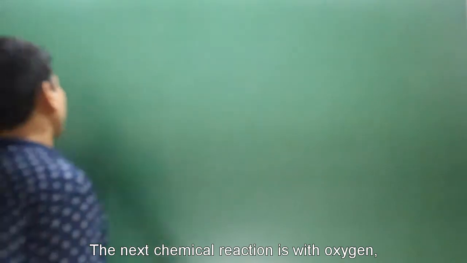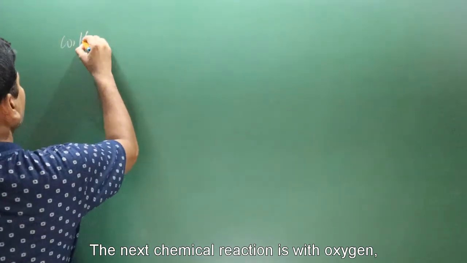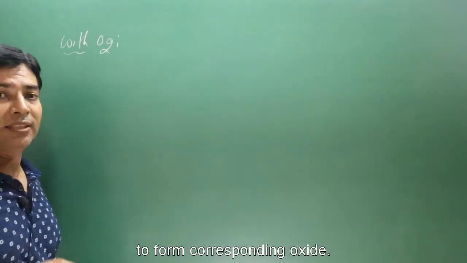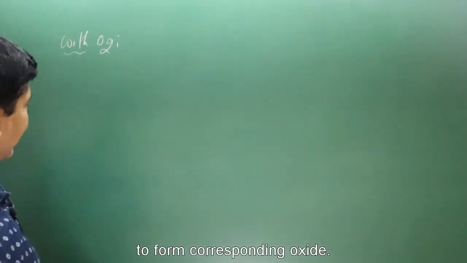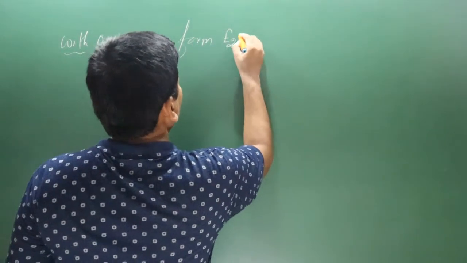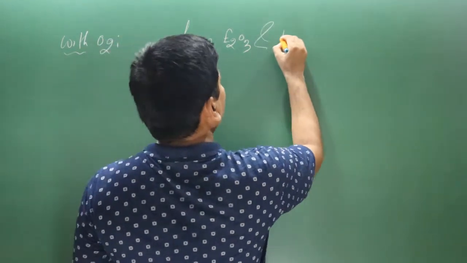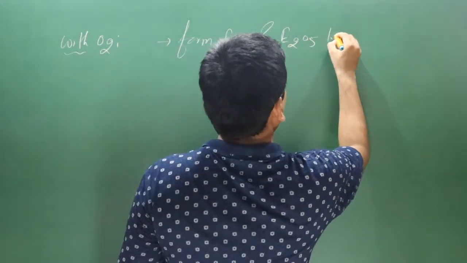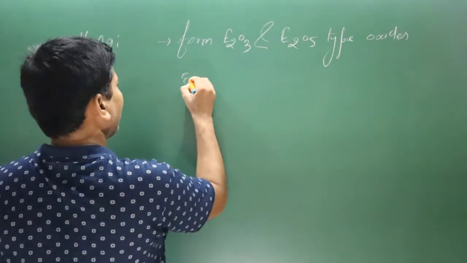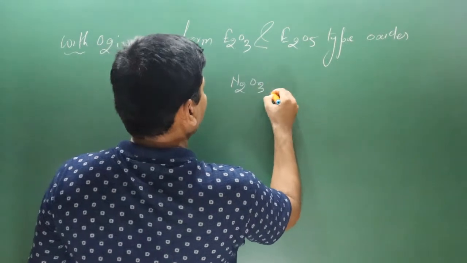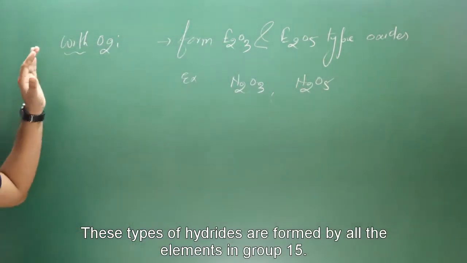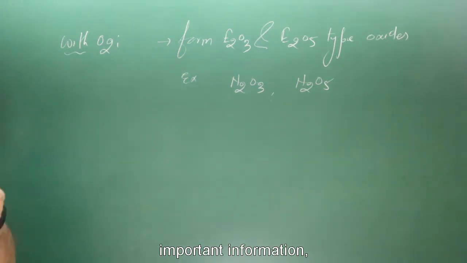Let's discuss the next property. The next chemical reaction is with oxygen. All the elements in group 15 react with oxygen to form the corresponding oxide. What type of oxide do they form? They form E2O3 type and E2O5 type oxides. For example, N2O3 and N2O5. These types of oxides are formed by all the elements in group 15. Important information.